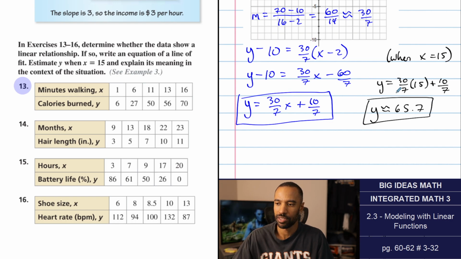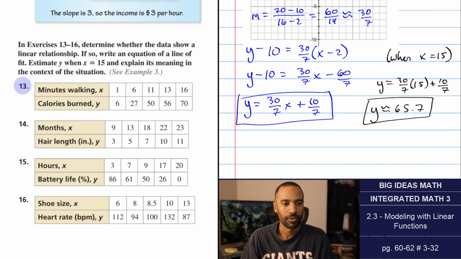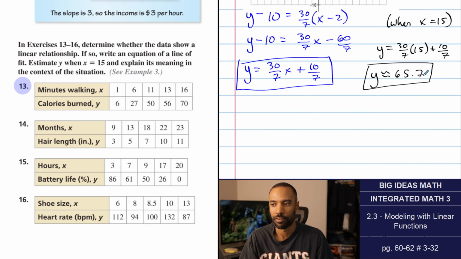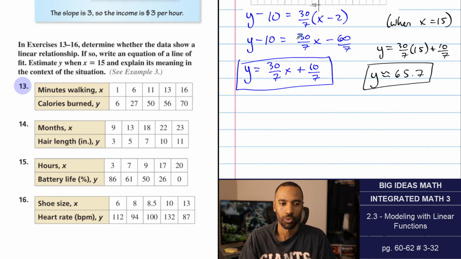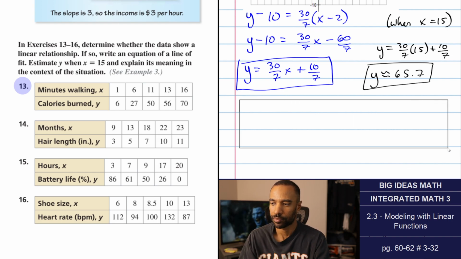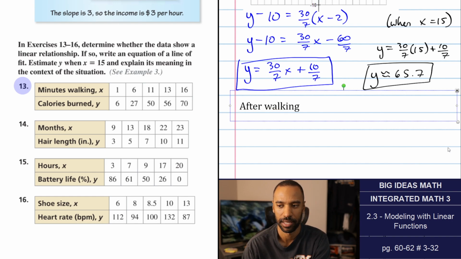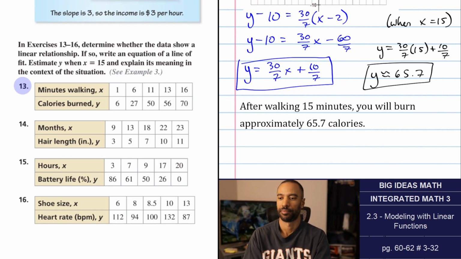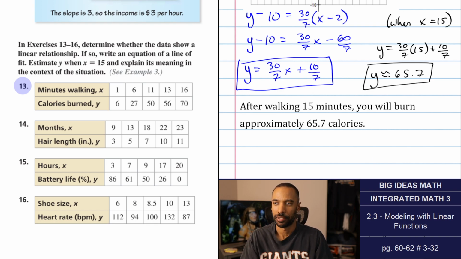Now, what was the context of this? Calories burned, minutes walking. So 65.7 says after 15 minutes, you will burn approximately 65.7 calories. After walking 15 minutes, you will burn approximately 65.7 calories. So that's the interpretation of that part. Looks like I didn't have to interpret slope, so I'm good there.